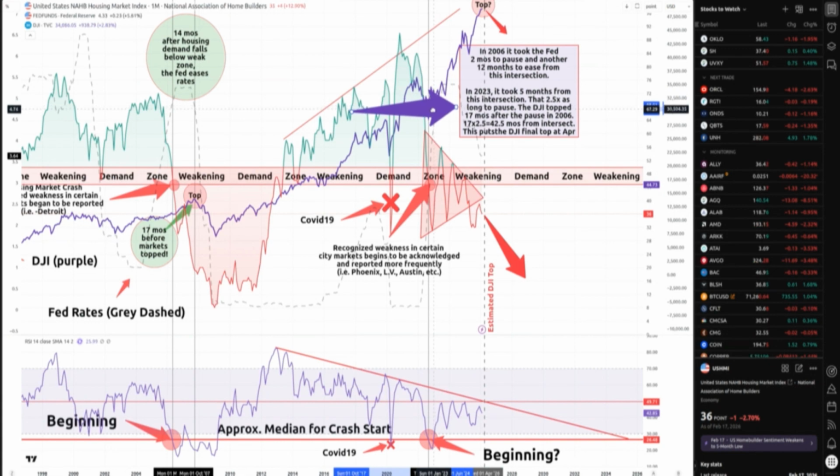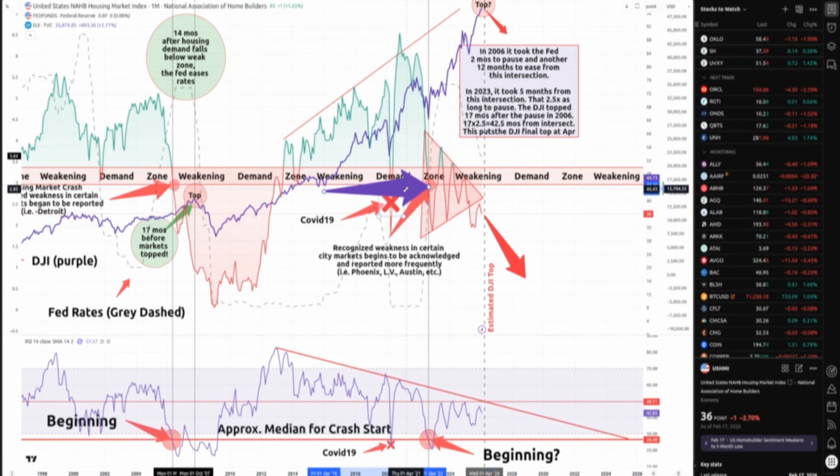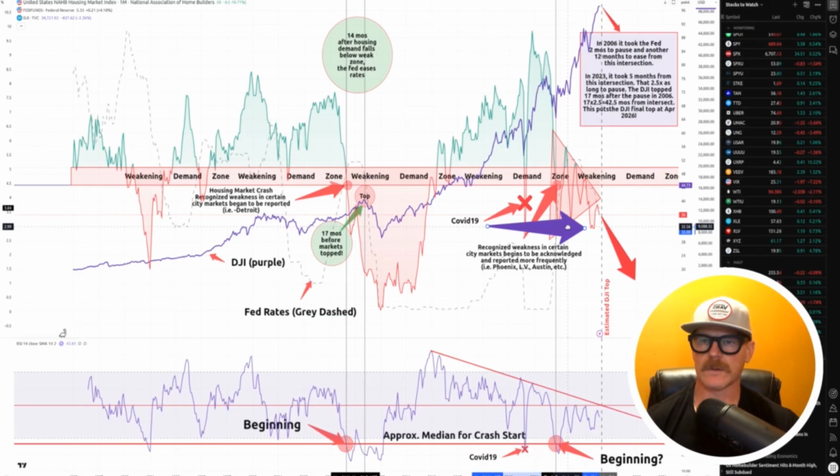The Dow Jones Industrial Average topped 17 months after this pause over here in 2006. All right. Now we're going to take that 17 months and multiply it times 2.5, which is how much longer it took the Fed to delay before they paused. And that equals 42.5 months from this intersection right here. All right. So I have another line drawn right here in the dashed. This is the estimated top for the Dow Jones Industrial Average. That is 42.5 months from this intersection right here, guys. All right. So that puts us at a top in April of 2026.